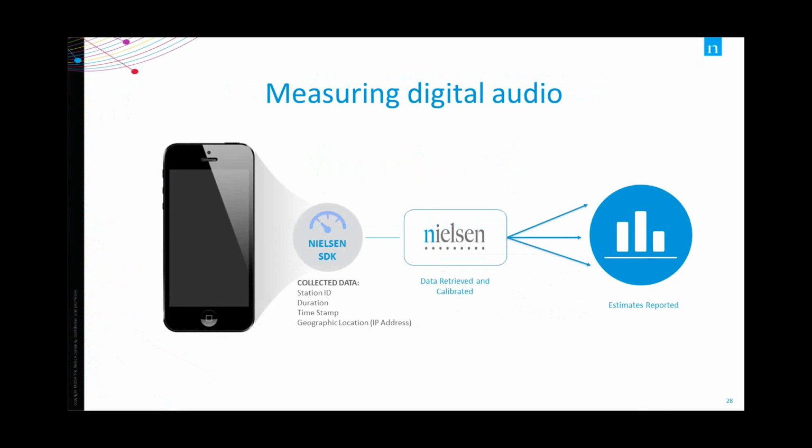And this is a very bird's eye view of the process. The Nielsen SDK, or Software Development Kit, gets quote unquote installed on the app. It collects a variety of data, most of which are related to your station. Nielsen retrieves the data and calibrates it, obviously with the demographic piece added in, and then the estimates are reported.